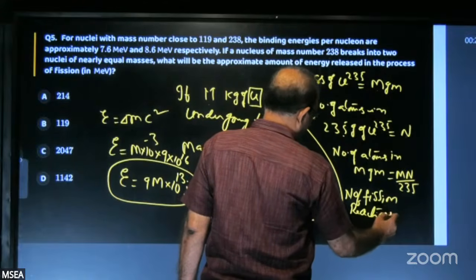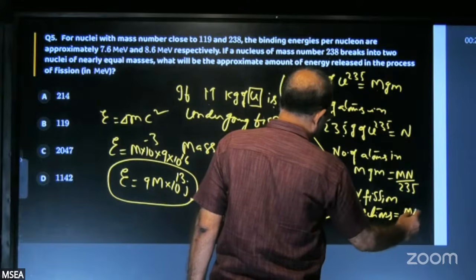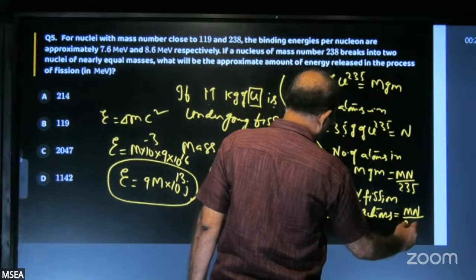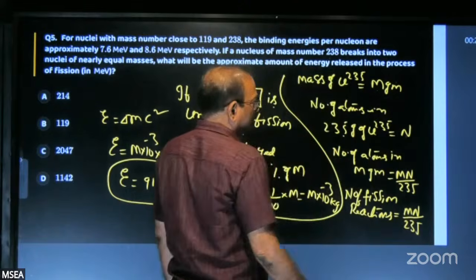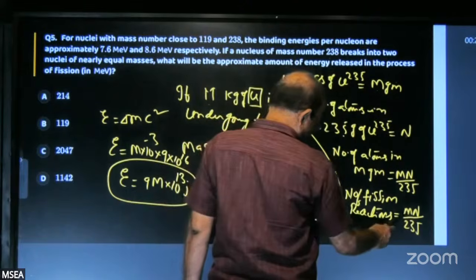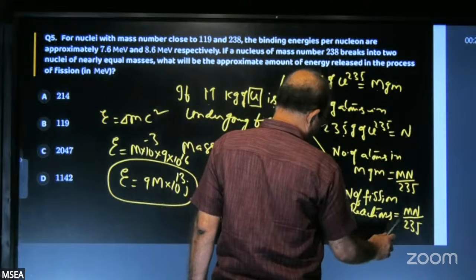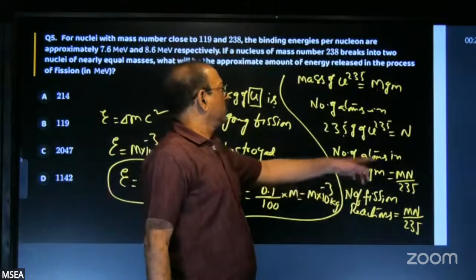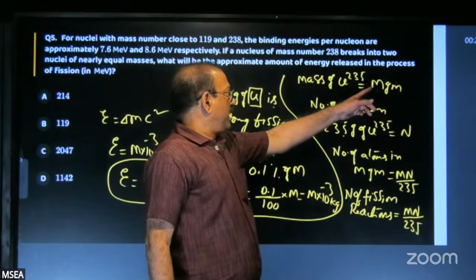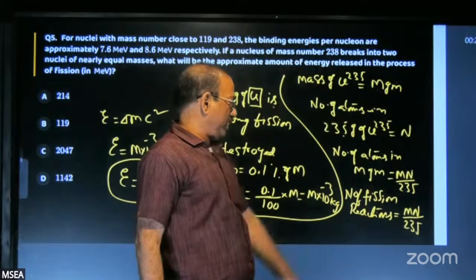Number of fission reactions is Mn by 235. This M must be in grams only. N is Avogadro number. This is the number of fission reactions taking place if m gram of uranium is undergoing fission.